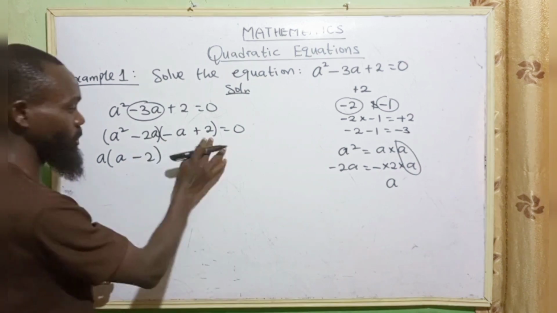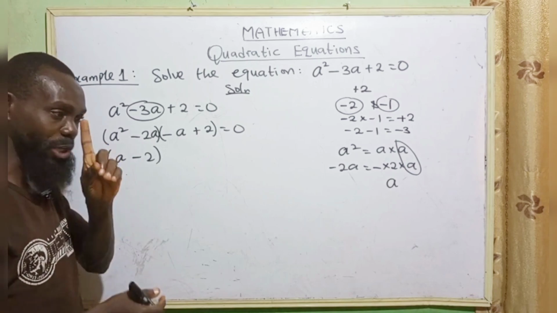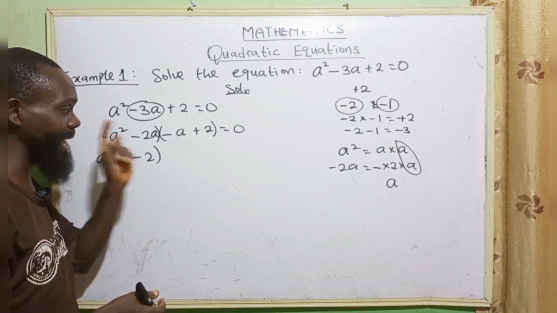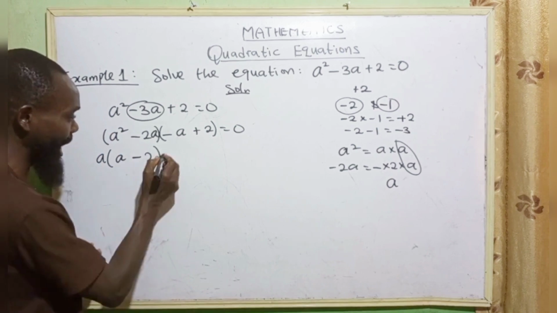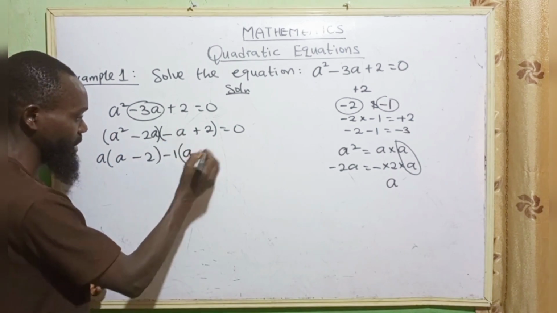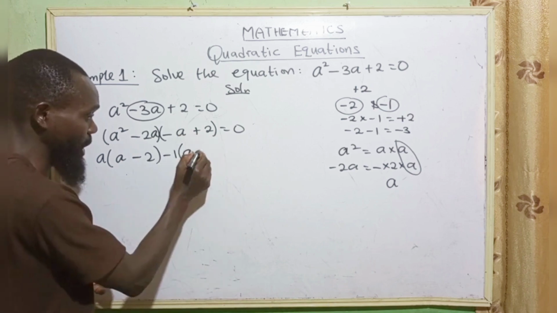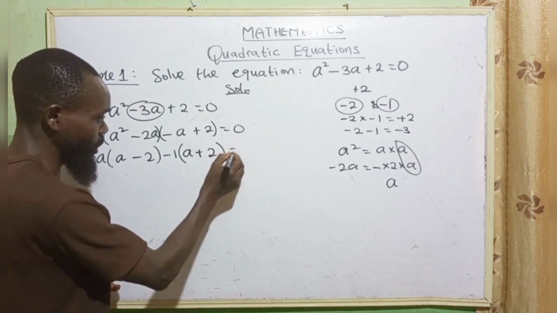Now what is common in both? Here, nothing is common. Since nothing is common, you are going to pick 1. Because when you multiply 1 by each letter, it will give you that letter. So I have minus 1, open brackets. This will be a. Then, what is here is positive. Okay, let me say plus 2 equals to 0.